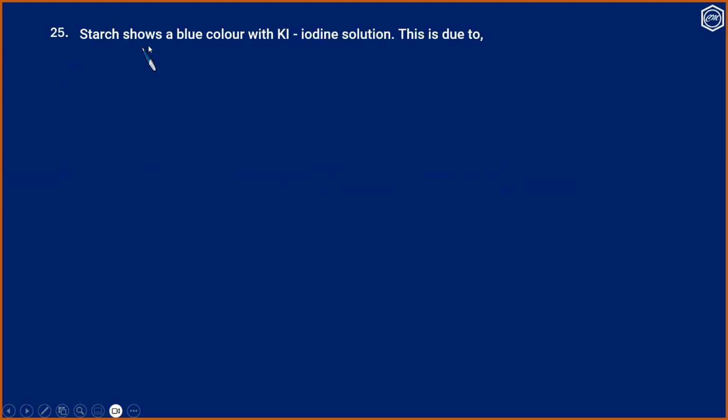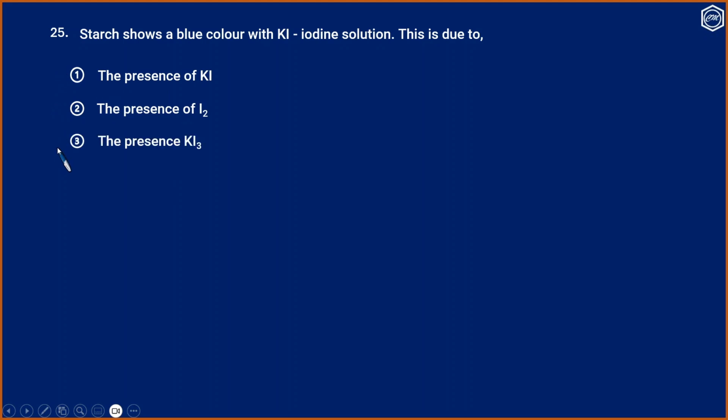Question 25. Starch shows a blue color with potassium iodide and iodine solution. This is due to option 1, the presence of potassium iodide. Option 2, the presence of I₂. Option 3, the presence of KI₃. Option 4, all the above. Starch forms a complex with I₃⁻, which is blue in color. So the answer is option 3.